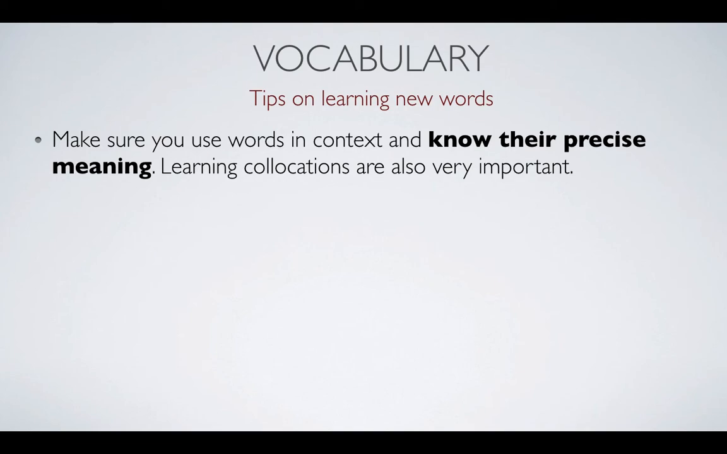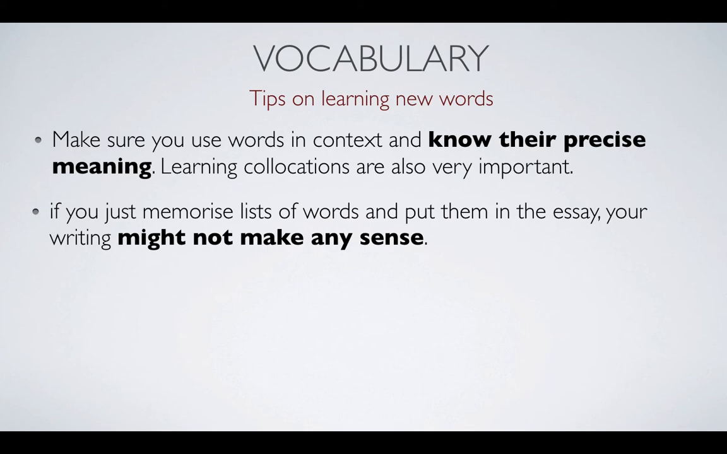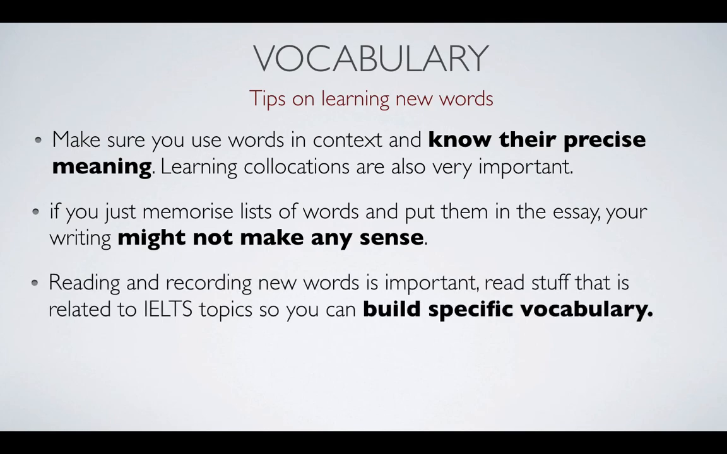So knowing a word's precise meaning, some people have lists of words, or they get given these so-called band 9 lists of words, and they just put those words into the essay, and it can completely destroy your essay if you're just memorizing words. So you need to know the precise meaning of the word, and also be very careful of the way you use synonyms, because not all synonyms really mean the same. That's another video, actually. That's a completely separate topic. I could make another video on that, but that's a key point to think about. As I said before, if you memorize lists of words and just put them in the essay, the writing probably won't make any sense.